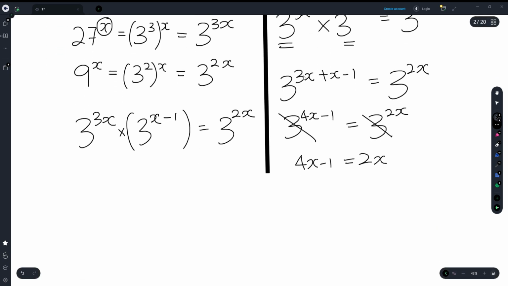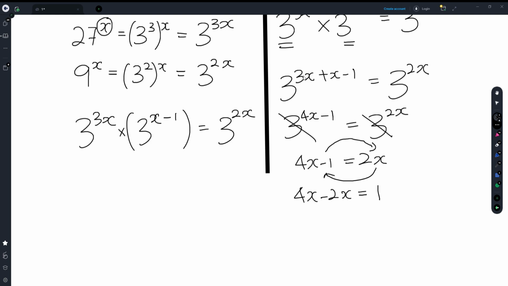When you rearrange, you get 4x minus 2x equivalent to positive 1. Remember guys, when you bring this one over, the other side is positive; when you bring this one over, the other side is negative. So you get 2x equivalent to 1. Therefore, x is equivalent to 1 over 2. As simple as that.